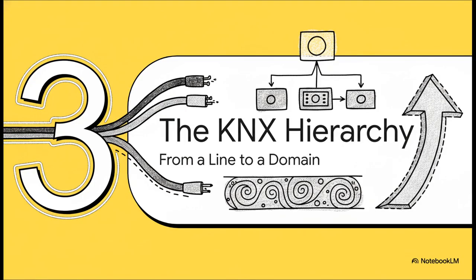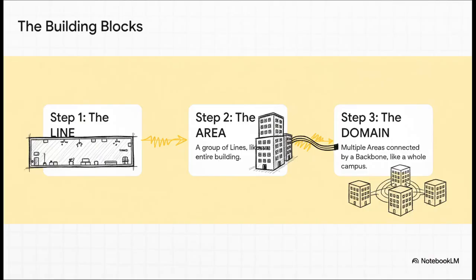Okay, our cable is laid. We have the physical foundation. Now let's get to the really cool part, the logical architecture. KNX organizes everything into this beautiful, scalable hierarchy. This, right here, is the secret sauce to taming all that network traffic. The easiest way to think about it is like this. The smallest building block is called a line. Just picture that as all the devices on a single floor of an office building. Then you can group a bunch of those lines together to form an area. That's our whole building. And finally, you can connect multiple areas or multiple buildings with a high-speed backbone. Now you've got a whole campus-wide network, or a domain.